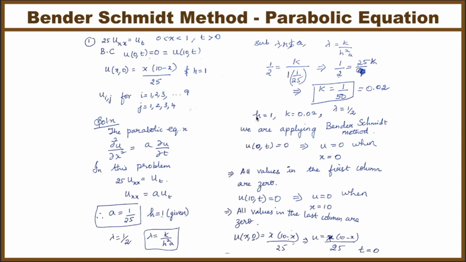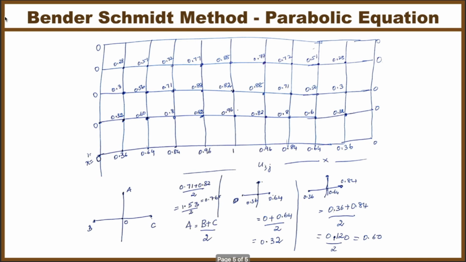To apply the Bender-Schmidt method, we have to have the boundary conditions. What is the first boundary condition? U of 0 comma t equal to 0. What does it imply? U equal to 0 when x is equal to 0. So what does it mean over here? All the values in the first column are 0.